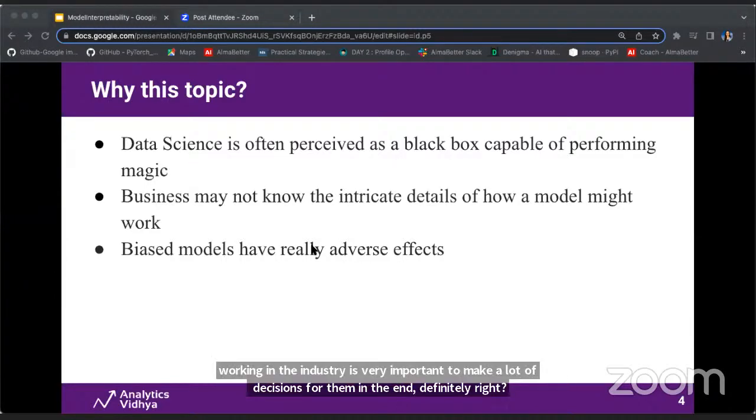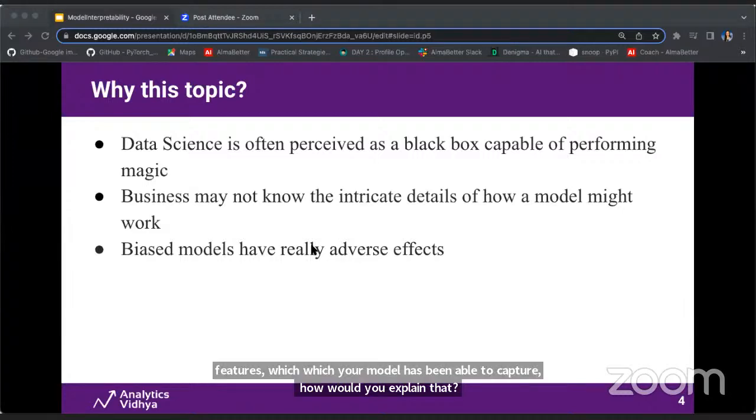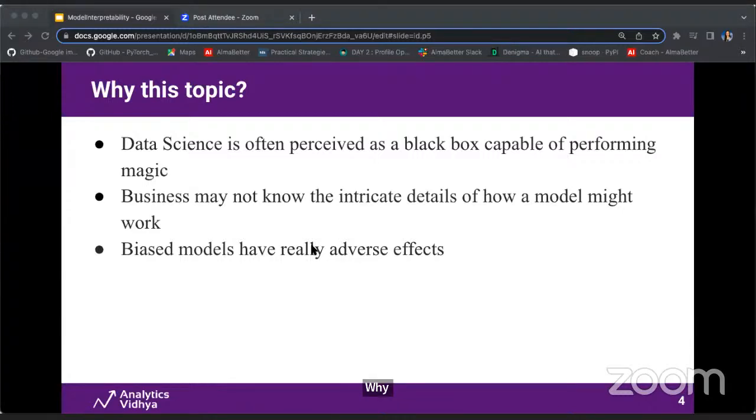Definitely, we are working for the industry and we need to make a model which is useful for the business. So there can be questions like: how do you trust your model? How is your model giving this result? If you are working on a fraud detection model and you say that person A is fraud due to these features the model has captured, how would you explain why person A has been captured as fraud and why person B with the same feature sets has not been captured as a fraudster? To answer these questions, data science practitioners and researchers have been trying for several years now.